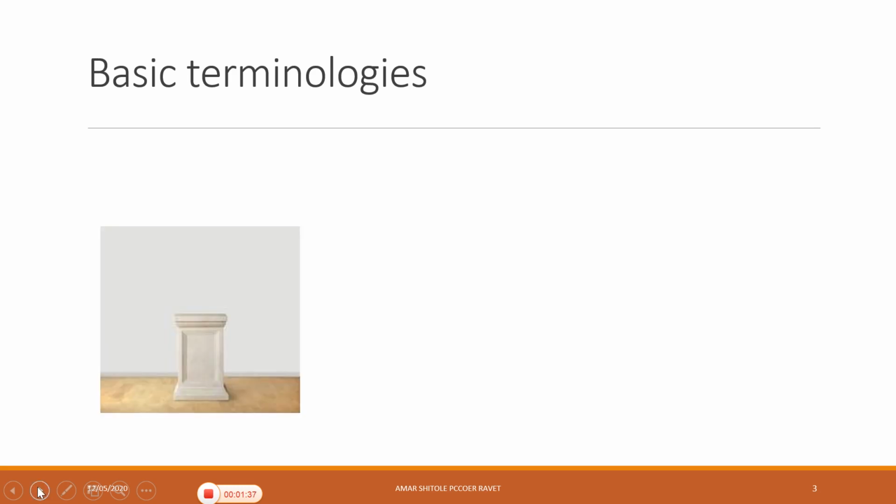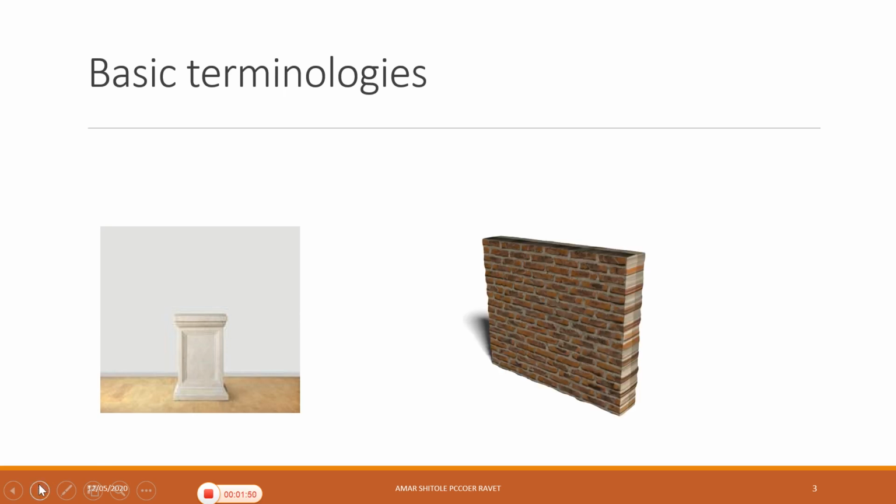Next, basic terminology. As we can see, there is another compression member in this figure, but this is not similar to the strut or the column which we saw previously. Another example we can see here is the wall. This small member we are going to call the pedestal, and this is the wall. Both of these are again compression members representing columns.